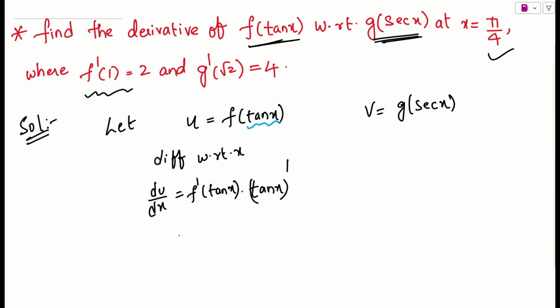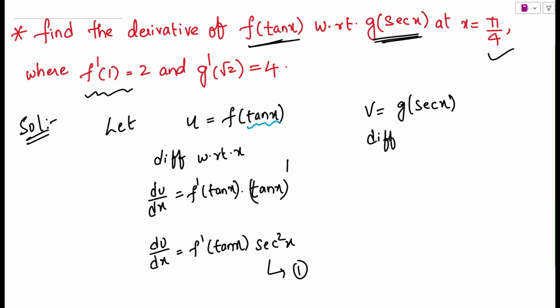From this, what can we say? We can say that du by dx is nothing but f dash of tan x, and we already know that the tan x derivative will be what? Secant square. Is it okay? After that we can't do anything, so simply solve up to here and take it as equation number 1. What about the right side here?